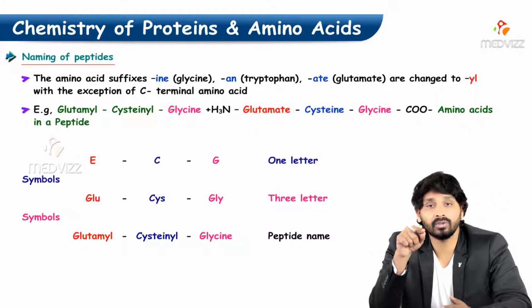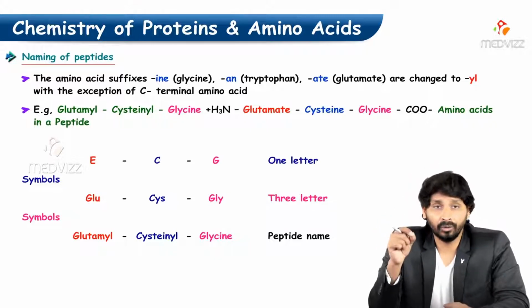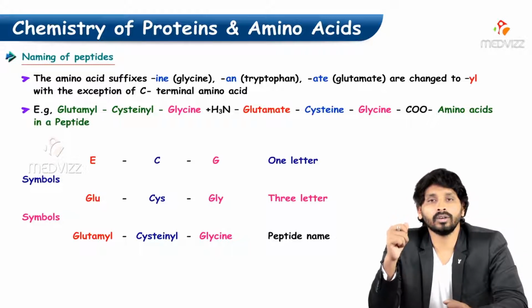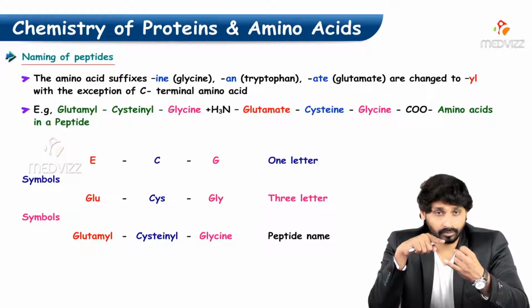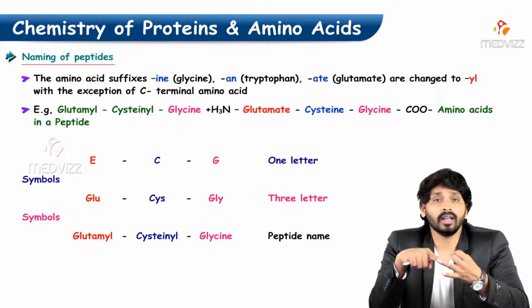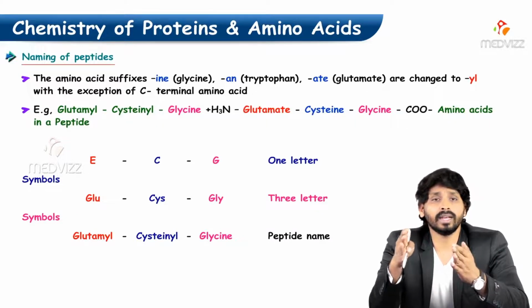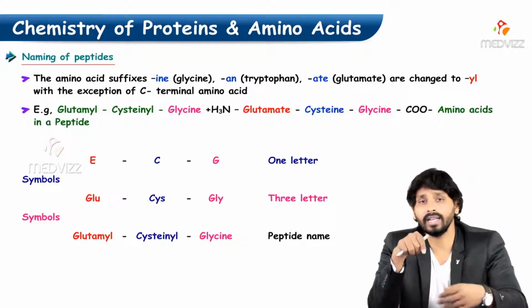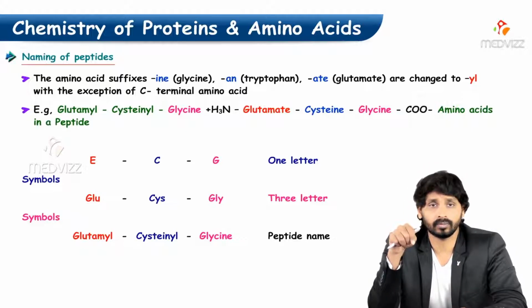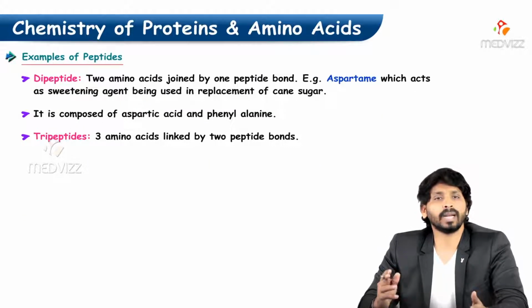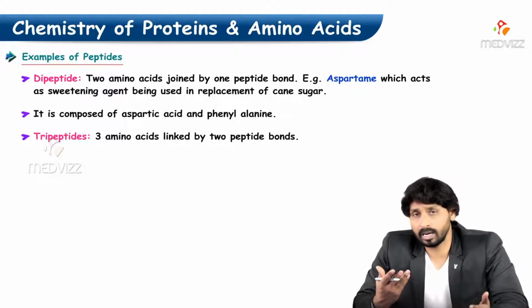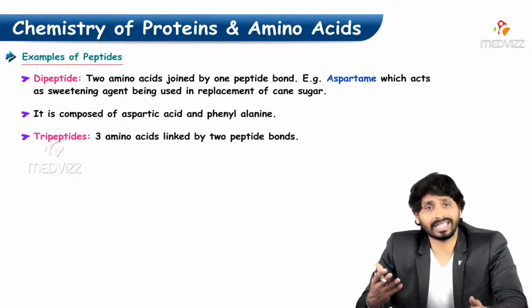Here I am giving you the example of glutathione. Glutathione is a tripeptide made up of 3 amino acids: glutamic acid, cysteine and glycine. So we name it gamma-glutamyl cysteinyl glycine, adding -yl for a peptide. Examples of peptides are dipeptides, tripeptides, pentapeptides, octapeptides and nonapeptides. Like this we can give several examples.